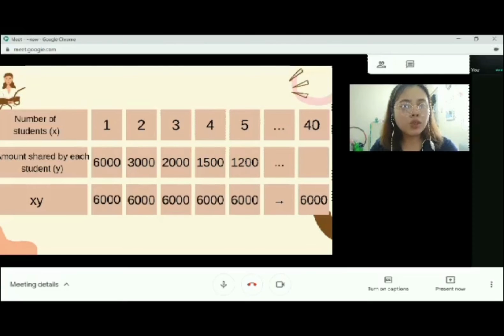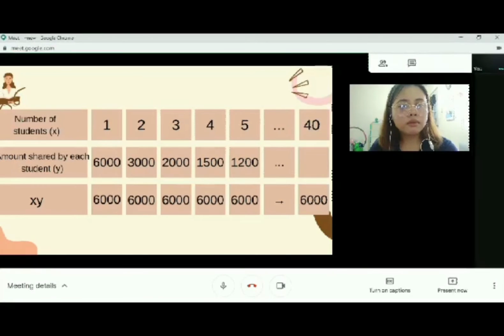I have a question, class. What does the above table show? The relation between the number of students and the amount shared by each student.